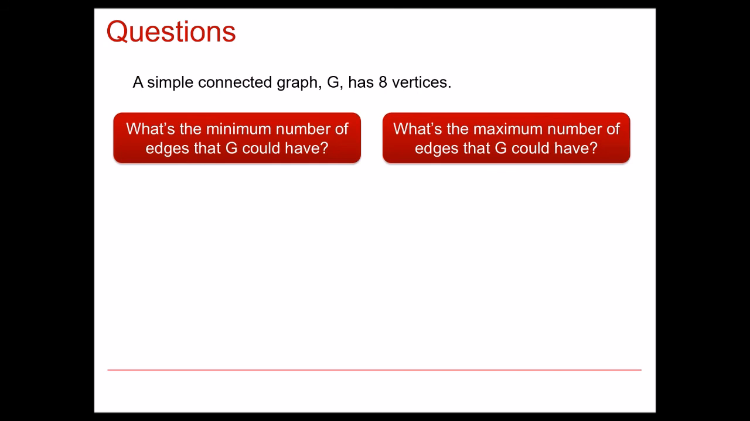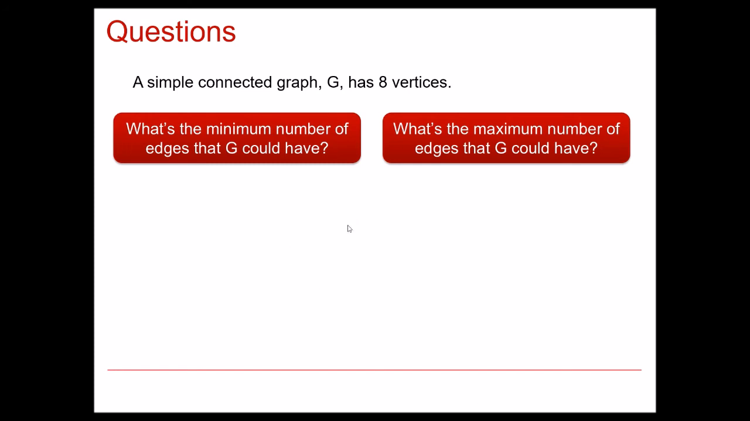And then these are the final 2 questions. They both concern a connected graph with 8 vertices. But in the first question we're looking for the minimum number of arcs, and in the second question we're looking for the maximum number, bearing in mind that it's connected and simple. Pause the video now and have a go at those.